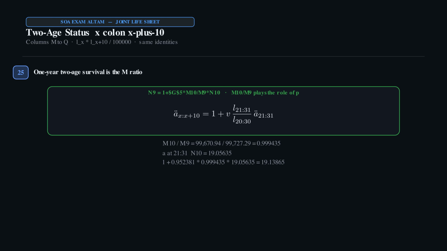The 2H due annuity is the same backward identity, but survival is M10 over M9, not E9. That ratio is 0.999435. Times V times the age 21 2H annuity 19.05635 plus 1 is 19.13865. Cell N9. Smaller than AXX of 19.58287 because one life is already 30.